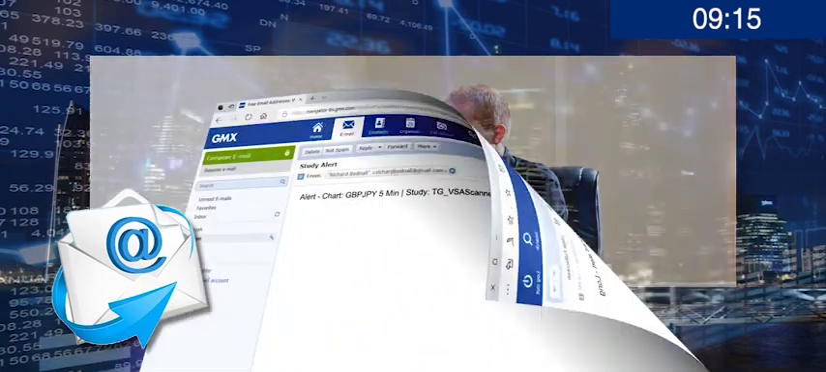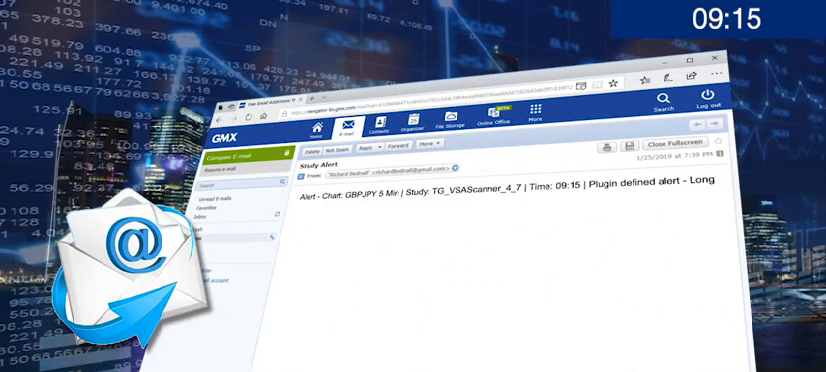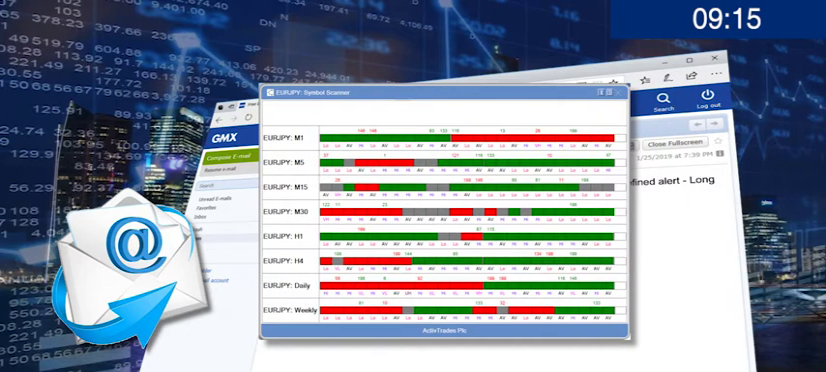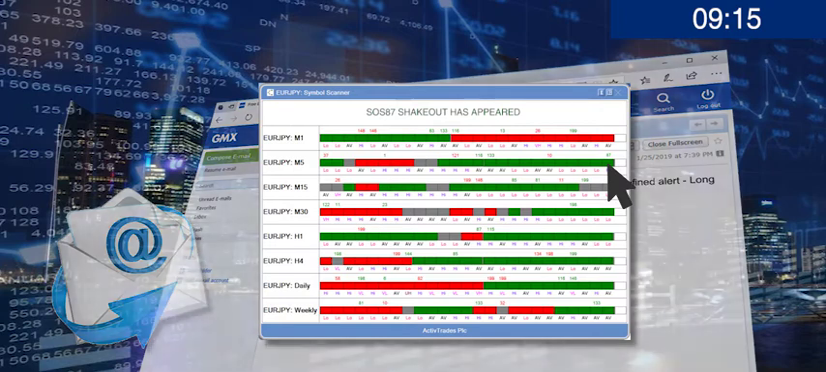Let's look at another example, this time to the long side. The time is 9:15. We've had an email notification which has alerted us to a VSA sign of strength, and it's appeared on the 5-minute chart in the pound-yen currency pair. Here is a sequential scanner for the pound-yen currency pair, and here you will see that the sign of strength has indeed appeared on the 5-minute chart. This indicator is sign of strength, SOS 87, a shakeout.